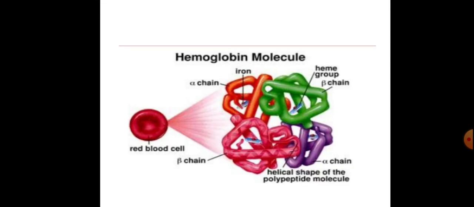So this is the structural representation of hemoglobin, where heme and globin form the main parts. Hemoglobin is the main constituent of the red blood cell. Iron is the main constituent of heme, and it bonds to the globin, which has the alpha and beta chains.